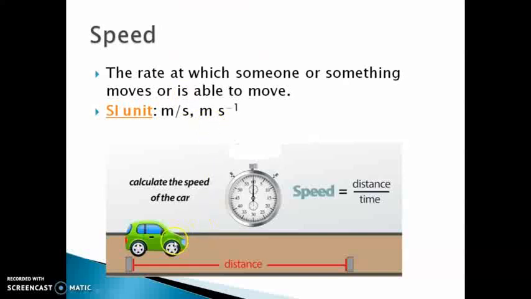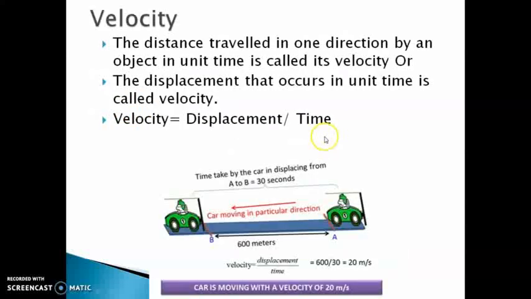And if I want to find out what is the speed, the formula to find out speed is distance upon time. Now you can see this example, a car is traveling this much distance in this particular time. So if I want to calculate the speed of the car, its speed is distance upon time.